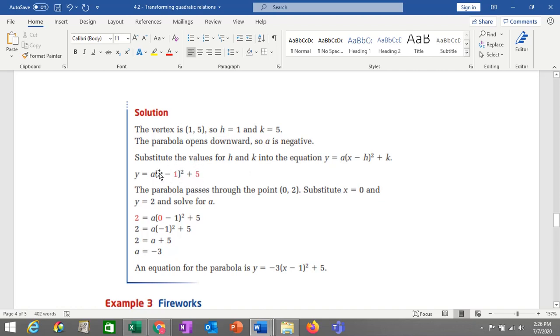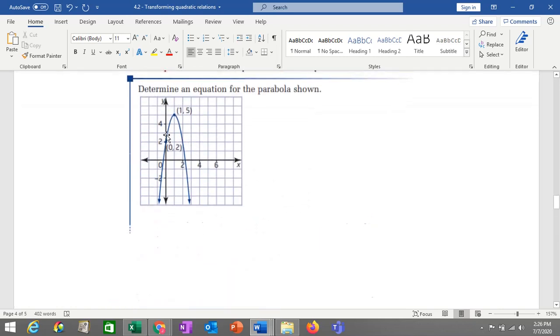Again, remembering that sign here, this is x minus h. So if h is positive 1, then you get x minus 1. k is 5. But we don't have a. So how do we get a? Well, it's actually not that hard. That's where the other point comes in.